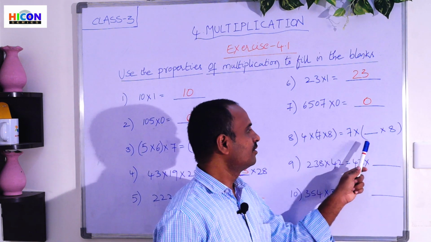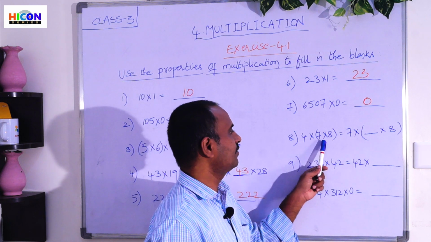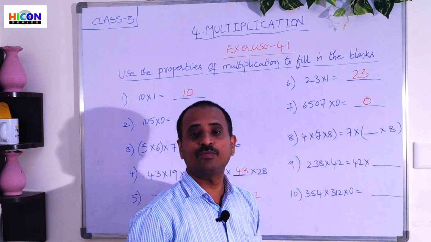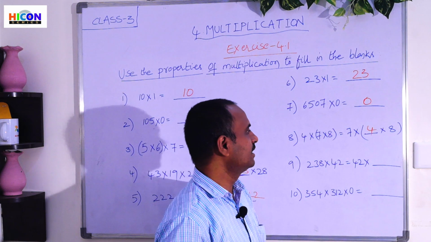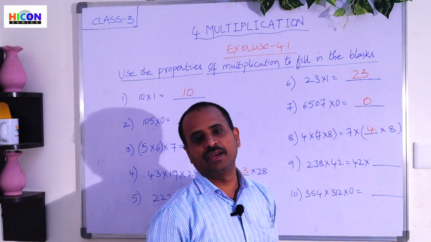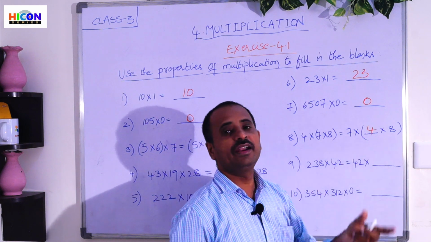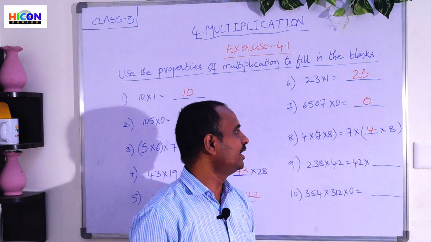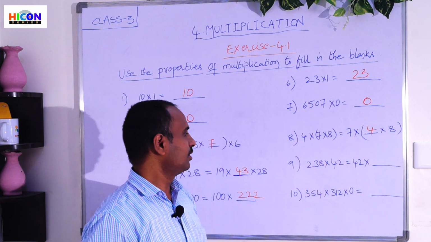Among these 3 numbers, 1 number is missing here. So which number is missing? Among 4, 7, 8, 7 and 8 are given, but 4 is not given here. That means the number 4 is missing. So write 4 in the blank. Here 7 and 8 are grouped, whereas here 4 and 8 are grouped. According to the properties of multiplication, if any 2 numbers are grouped among 3 numbers, we will get the same product. Now see the 9th blank.